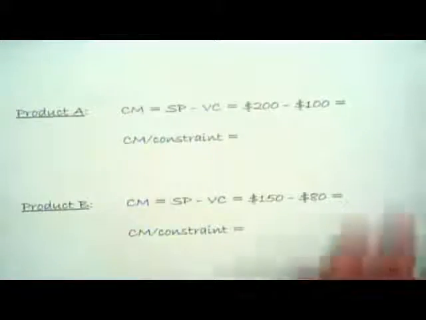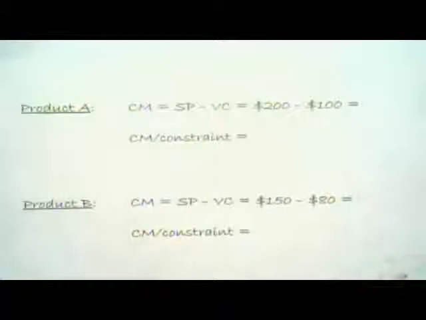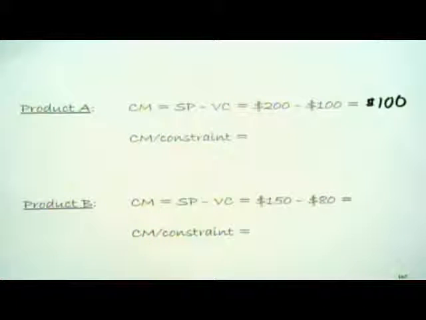We have this work down here that we're going to do. Give me 1 second here to put this on some other paper. There we go. For product A, we get its contribution margin. Product A's contribution margin is its selling price minus its variable cost. So the selling price of $200 minus its variable cost of $100 is, lo and behold, $100. Now, let's skip down to product B real fast. Product B has a contribution margin of $150 minus $80, which gives you $70.